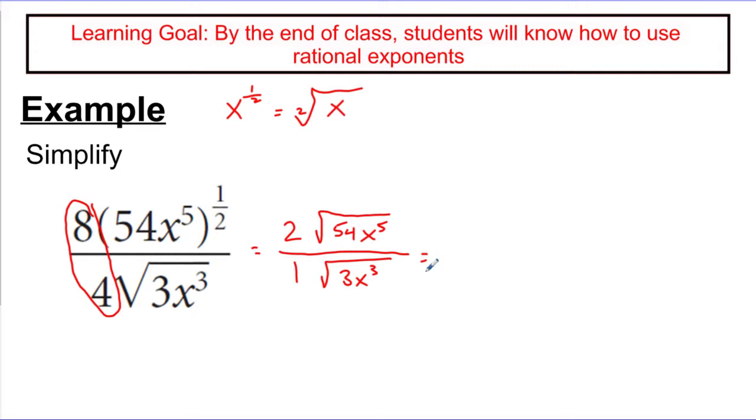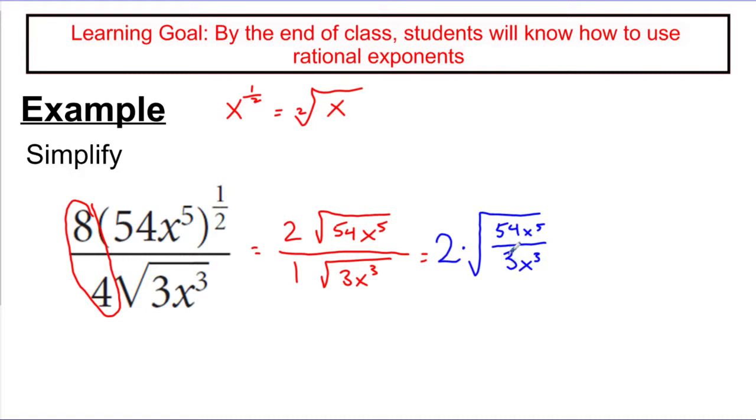Okay, so now I recognize that we have a property that says if the numerator and the denominator of a fraction have the same radical, I can put the numerator and denominator underneath the same radical. So this is really 54x to the 5th over 3x to the 3rd, all under one radical. It's entirely okay. And then this 2 over 1 just becomes a multiply by 2 on the outside. 2 over 1, remember, is just 2, and this is being multiplied. So this is now equivalent.